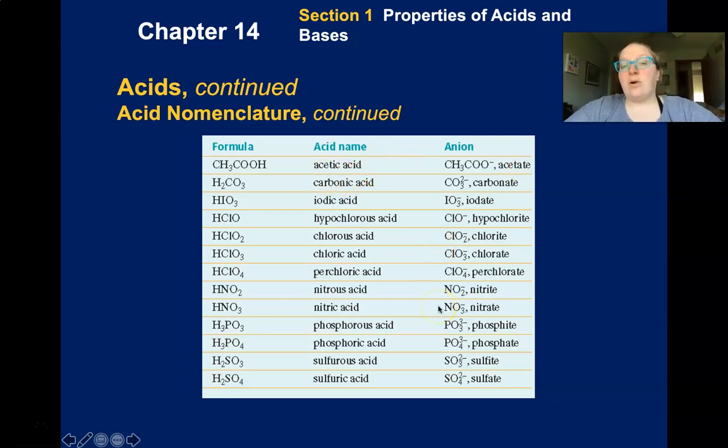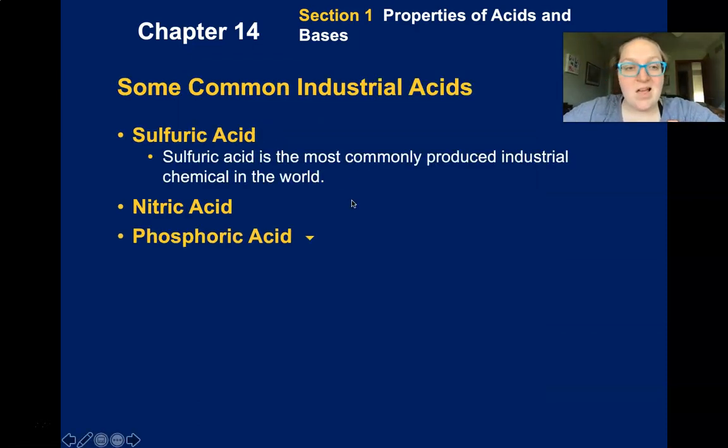Just remember that for the most part, what we're going to do is drop the ending, add ic and acid, or drop the ending and add ous acid. So for instance, hypochlorous acid, because hypochlorous acid is different than chloric acid, which is going to be the ate form of the chlorides. So just name conventions is what we're looking at.